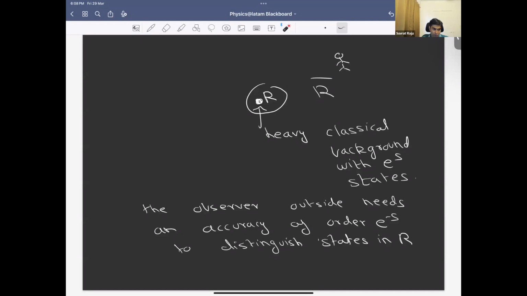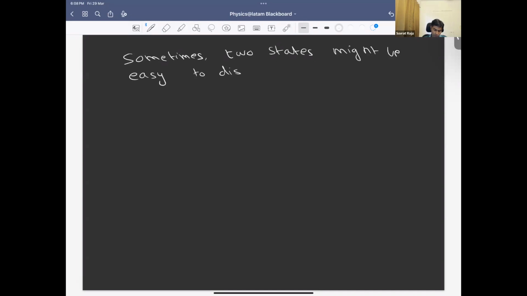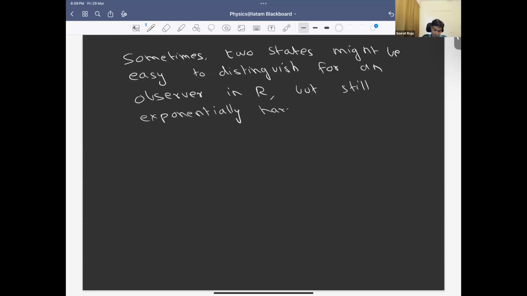However, there's one important point. Sometimes, and I'll say it intuitively, two states might be easy to distinguish for a local observer in R, but still exponentially hard for an observer in R bar. Why is this the case?